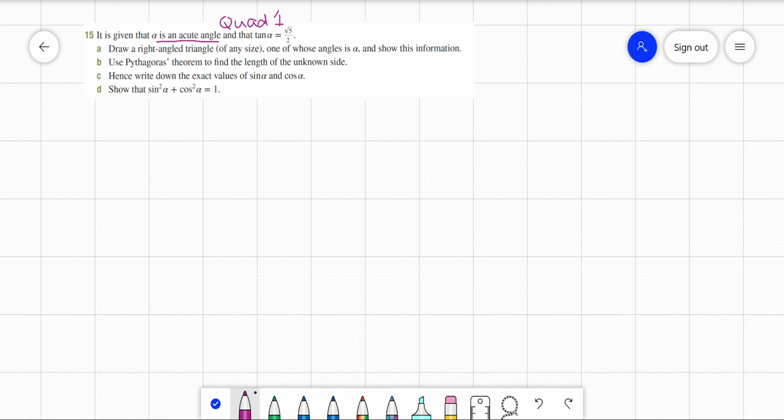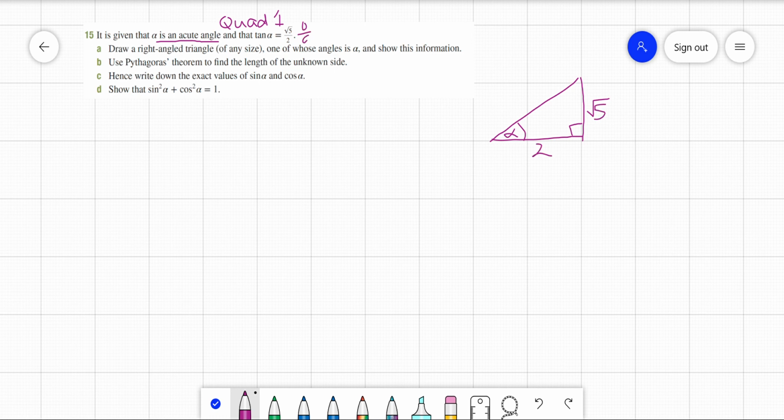All right, so the first thing we do is just draw our own right angle triangle and put our angle in. Let's say alpha. You can put it anywhere. I like to put it here. And this is tan alpha, so I know I want opposite over adjacent. So you can see I'm going to use root 5 as my opposite and 2 as my adjacent, right?